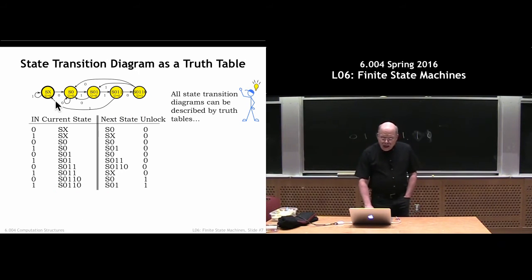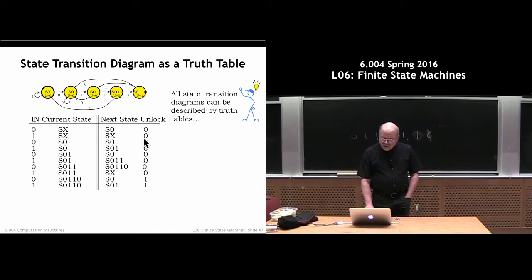Okay, we can actually represent all the information in the state transition diagram as a truth table. Here we go. We basically have a table that, for every possible current state and every possible combination of inputs, lists the next state and this unlock signal. And remember, this unlock signal is only a function of the current state.